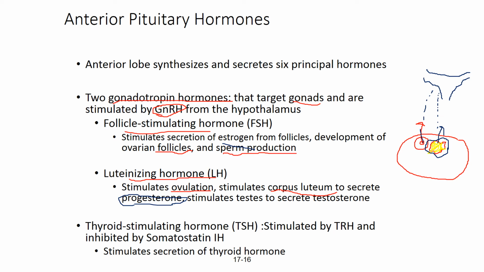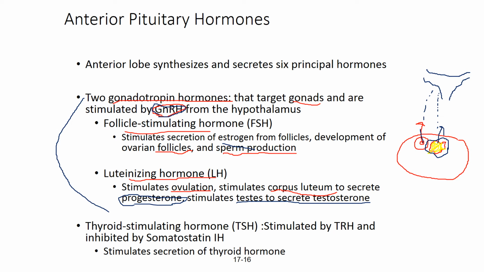So for men, men also have luteinizing hormone, and this will stimulate the testes to secrete testosterone. Testosterone is going to encourage the development of sperm and also the secondary sex characteristics that we see in men. Okay, so that's a little bit about those two gonadotropin hormones. Again, they're released from the anterior pituitary. They're controlled by GnRH from the hypothalamus.